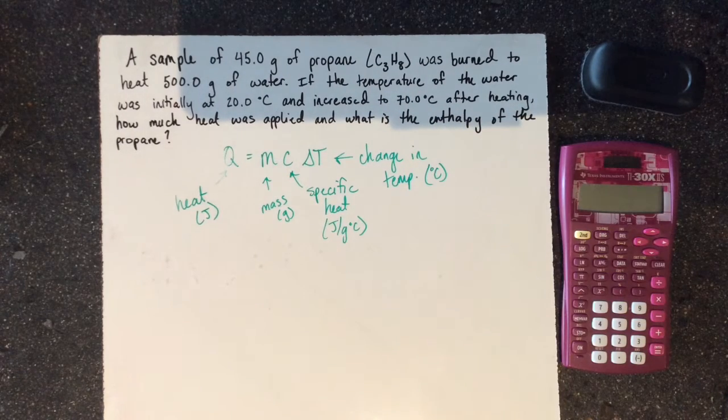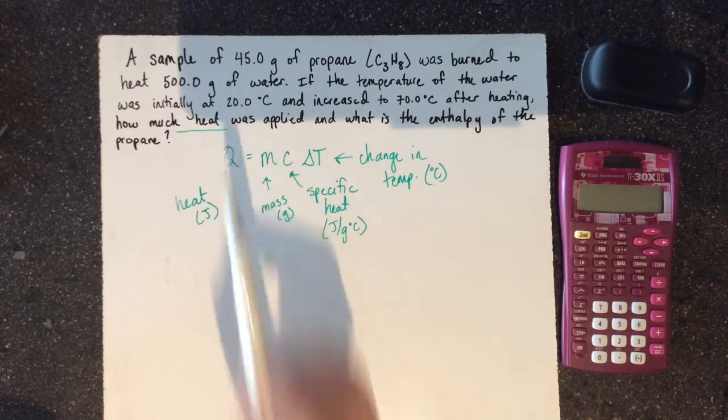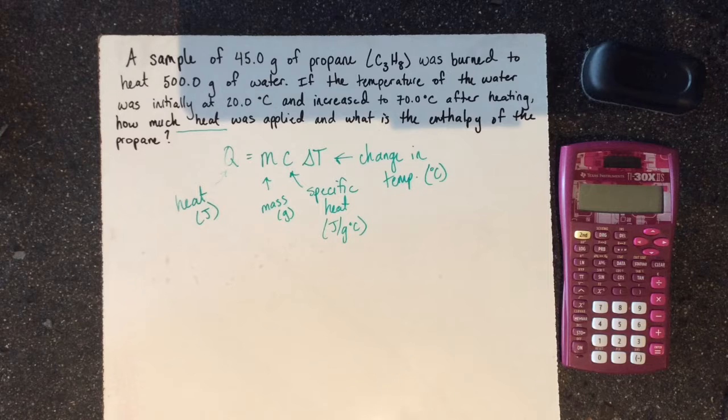So the first thing we're going to need to do is solve for Q, because Q is how much heat is applied. So that's our first problem right here. And since we are measuring the temperature change of water, we're going to find how much heat was applied to the water to change its temperature.